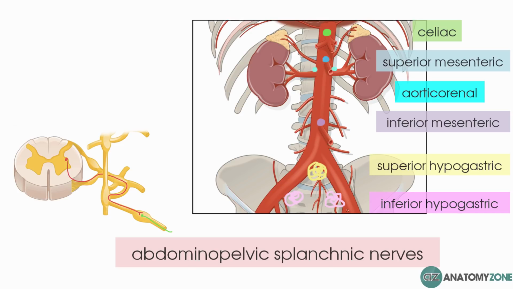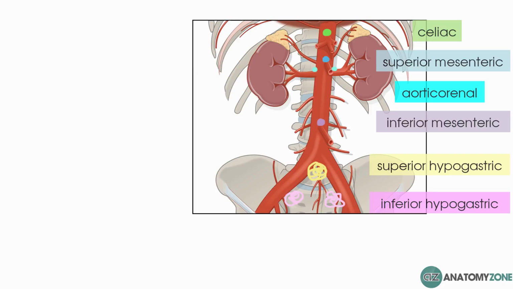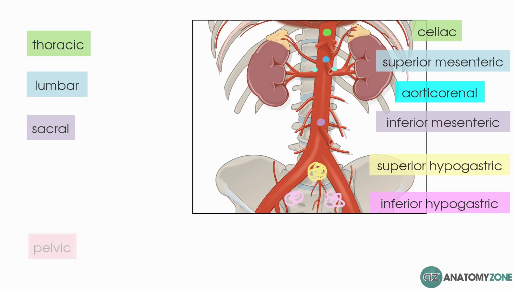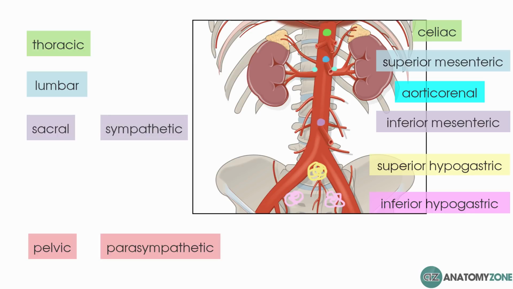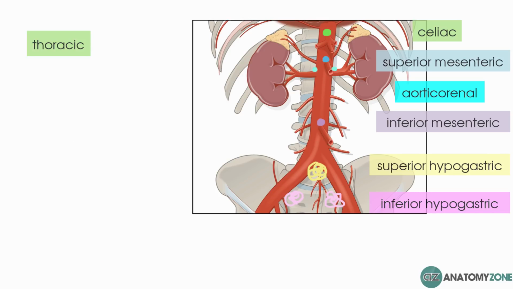And you'll also hear these referred to as plexuses. So in terms of the splanchnic nerves, the abdominopelvic splanchnic nerves, you've got the thoracic splanchnics, the lumbar splanchnics, and the sacral splanchnics. Pelvic splanchnics are part of the parasympathetic nervous system. An easy way to remember that is sacral, sympathetic, pelvic, parasympathetic.